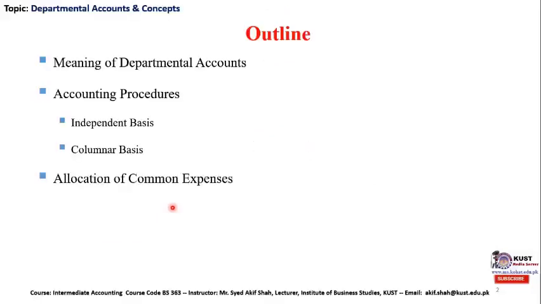The outline of this lecture consists of the discussion related to what is meant by departmental accounts, and what are the two procedures known as accounting procedure for recording the departmental accounts on the basis of independent and the columnar basis. The last topic of this lecture consists of the detailed discussion regarding how to allocate the common expenses over different departments.